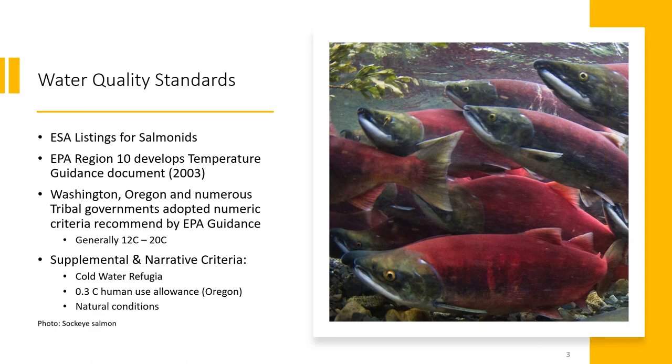So on that last bullet, Oregon and Washington and some of our tribal governments have also adopted supplemental and or narrative criteria for temperature. For example, Oregon has a cold water refugia provision, as well as a 0.3C human use allowance provision. There are also natural condition provisions in some of our states and tribal governments, but we want to note that interpreting a natural conditions provision for temperature is challenging for many reasons.